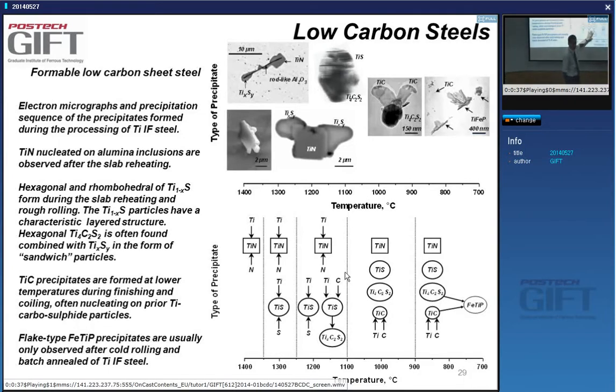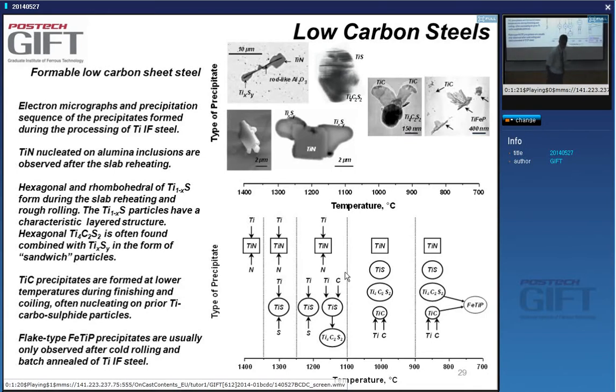but it will also bind sulfur as a sulfide or as a carbosulfide, yes? And I stress the fact that this carbosulfide is a really interesting precipitate because it's the only precipitate that binds carbon at high temperatures, yes? But because of its solubility product, it would require, for instance, use of low reheating temperatures. And if you do that, you can precipitate carbon in at high temperatures, and you do get better properties also.